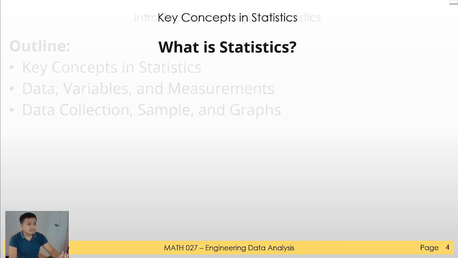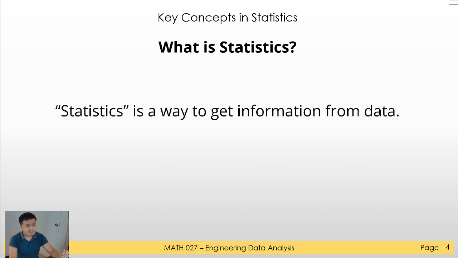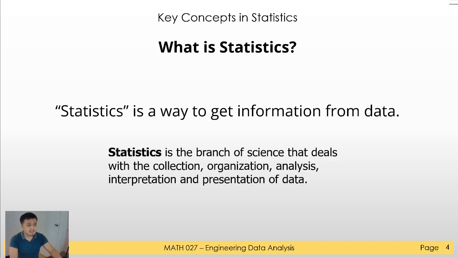Okay. So let's talk about what is statistics. So statistics is a way of getting information from data. And basically, that's it. So we have data, and you will analyze this data in some way, and what information you could extract from that, that is basically statistics. So statistics formally is the branch of science that deals with the collection, organization, analysis, interpretation, and presentation of data.